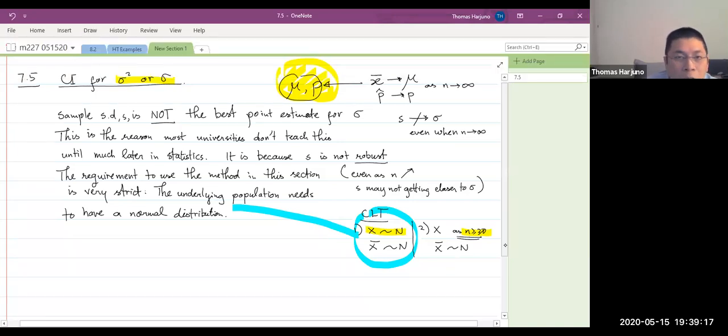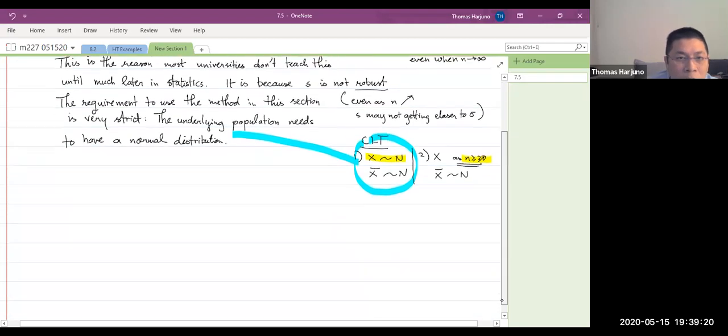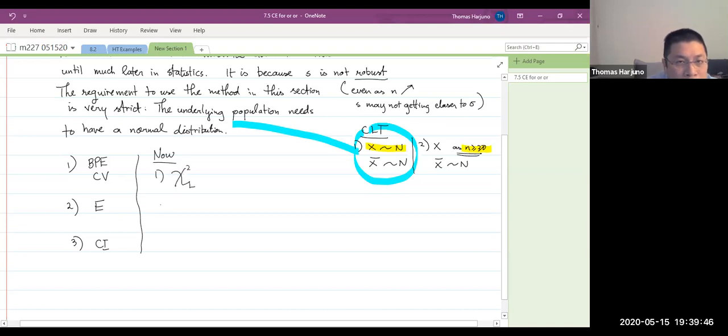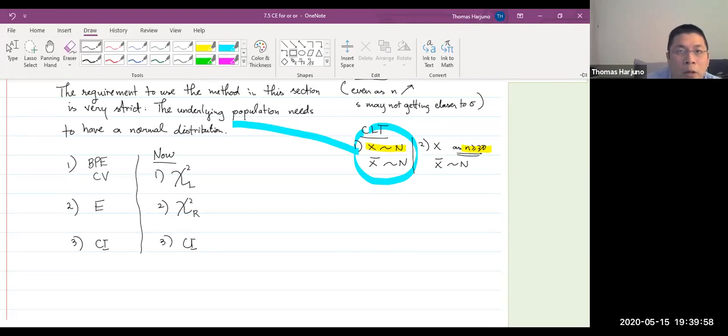Because we don't have a best point estimate, the procedure will not be the same as what we had in the past anymore. In the past, we had step 1, best point estimate and critical value, then in step 2, margin of error, and step 3, the confidence interval. Right now, it won't be like that anymore. We still have 3 steps. I call them chi-square left and chi-square right, and then the confidence interval. But what is chi-square left, chi-square right? Here's the thing.